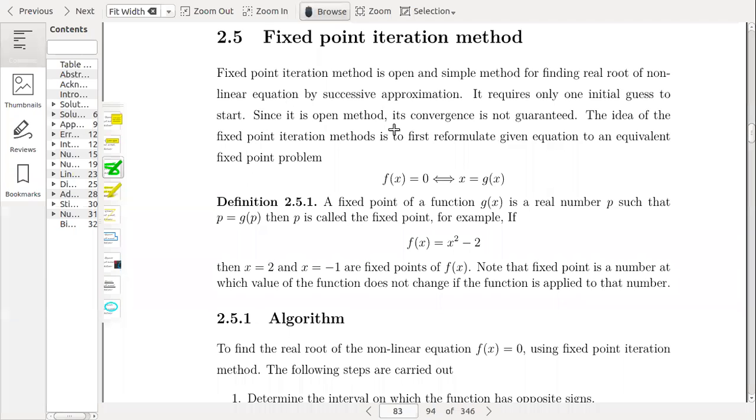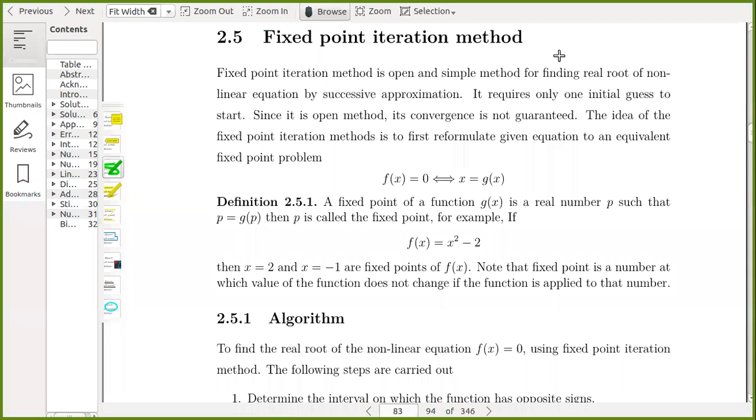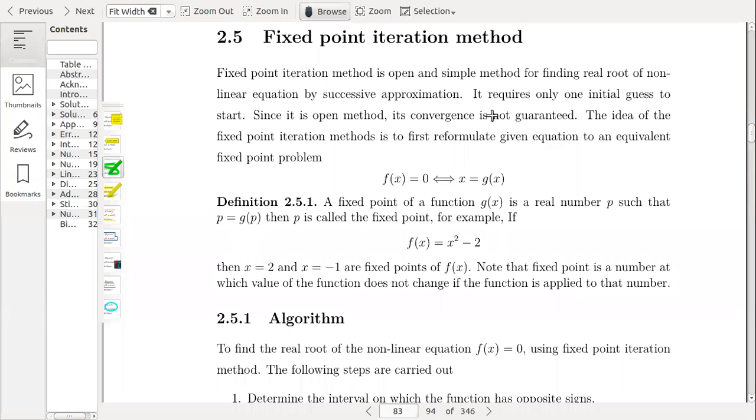So fixed point iteration method is an open method. It means the root will not be bracketed. There are two kinds of methods. One is open methods and the other is bracketing methods. In the bracketing method, the root always lies within the interval or within two values. But in the open method, it is not necessary to bracket the roots. So that is why we can say that it is not guaranteed that the root must lie within two values or bracket the roots.